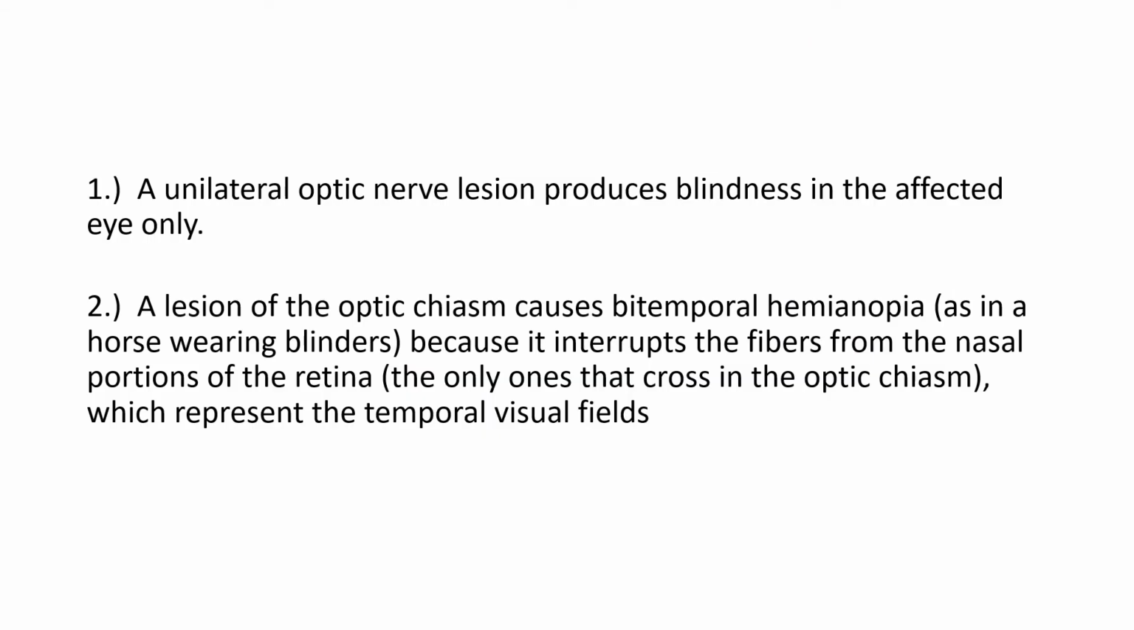The next couple of slides here are the book's definition of what you just saw, those pictures. So go ahead and pull up that picture if you like, and I will read these out to you. It's basically the explanation that I just gave you on that slide, but I wanted you to have the book's definitions as well. So number 1 on that picture, the one at the top, a unilateral optic nerve lesion produces blindness in the affected eye only.